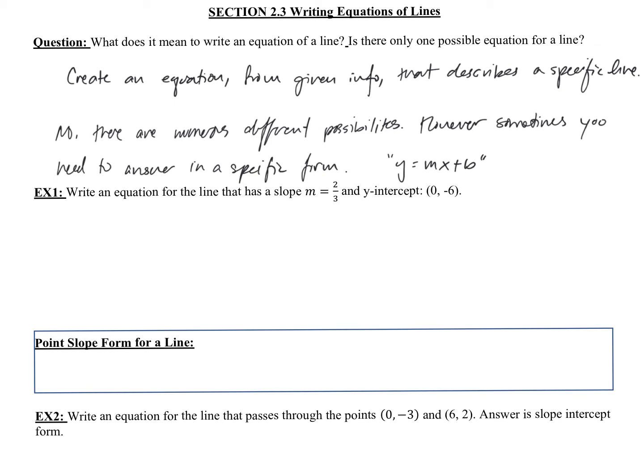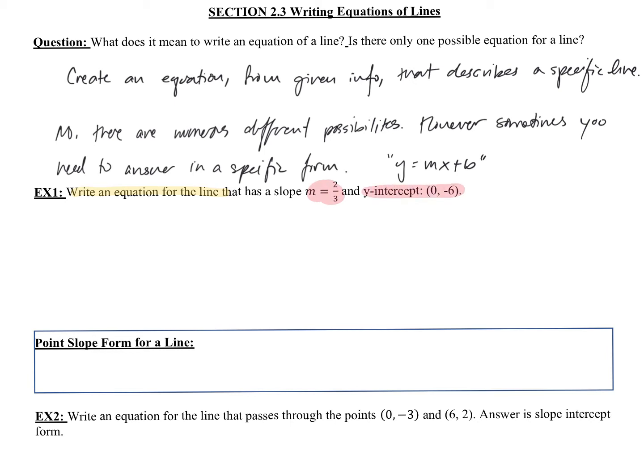So example 1. Write an equation for the line that has a slope of m equals 2/3 and a y-intercept of (0, -6). Okay, so as usual, one of the huge key things, my directions. Write an equation for the line. So I know I need to have an equation. What information am I given? I am told the slope and the y-intercept.